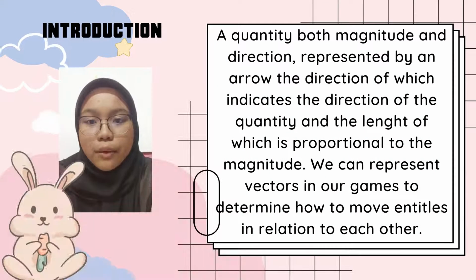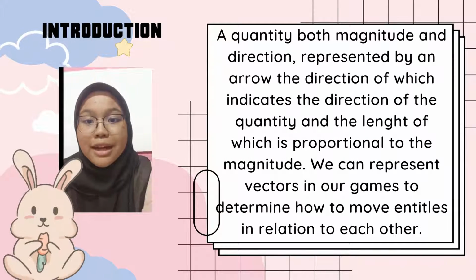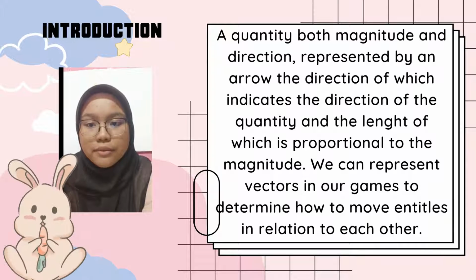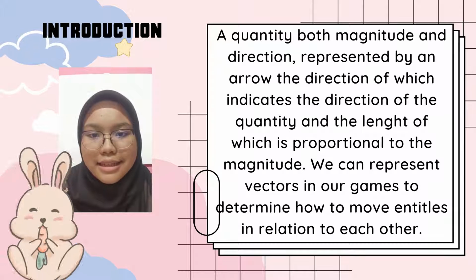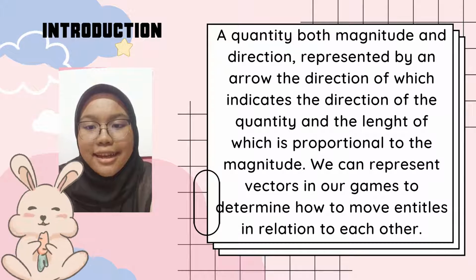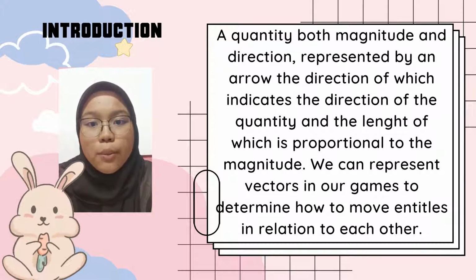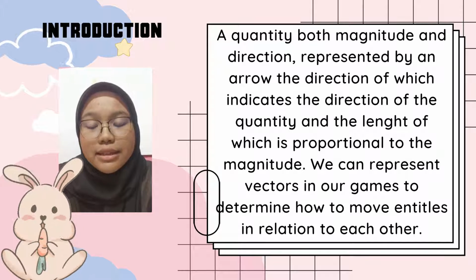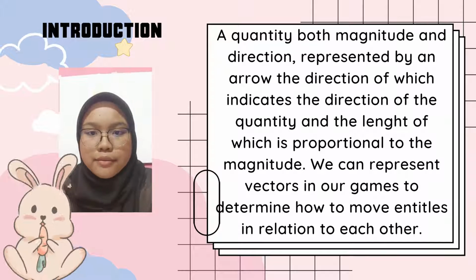A vector is a quantity with both magnitude and direction, represented by an arrow, the direction of which indicates the direction of the quantity, and the length of which is proportional to the magnitude. We can represent vectors in our games.